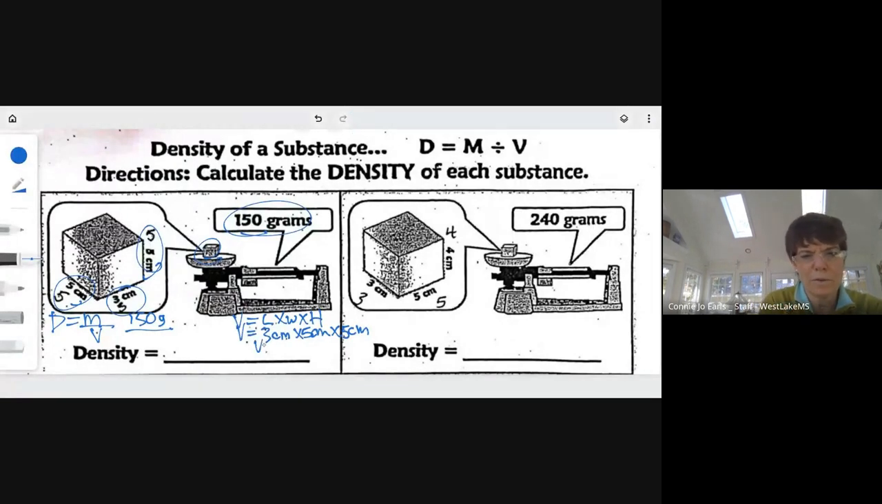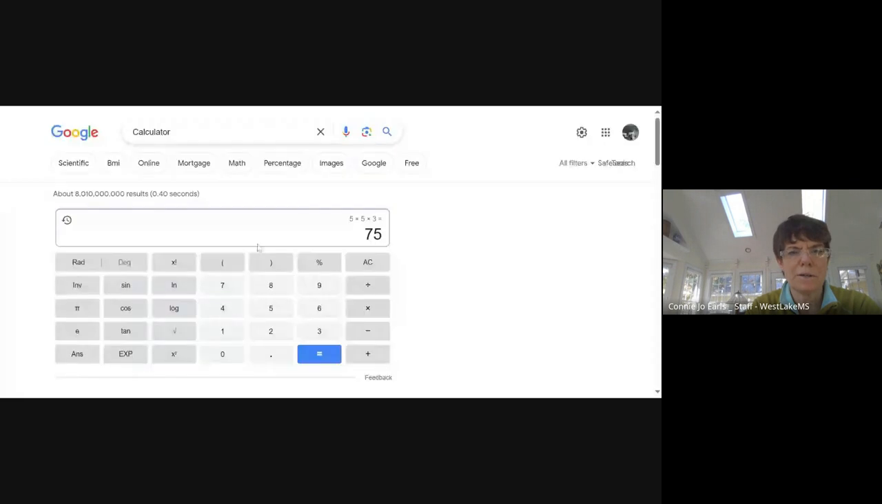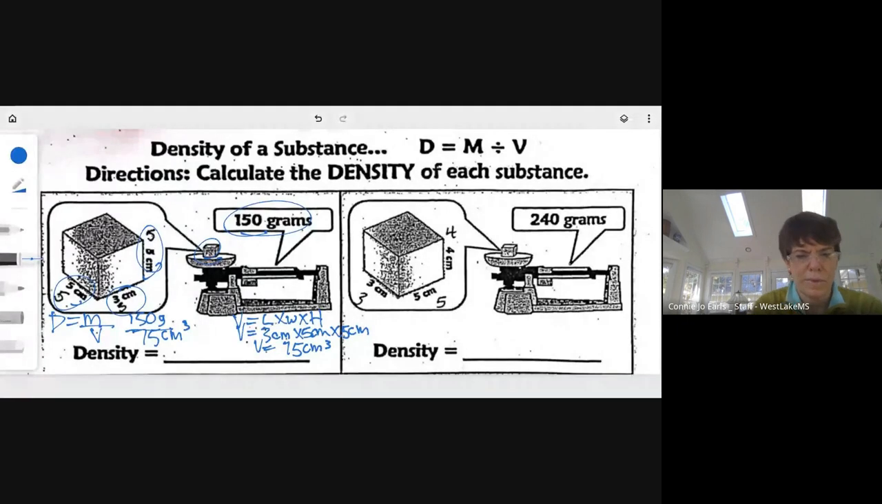Okay, so our volume is 75 cubic centimeters. We're going to plug that volume into this equation over here. So we have mass, 150 grams, divided by 75 cubic centimeters. Again, you should be able to do this in your head. 150 divided by 75 is 2. But if you want to see me do it on a calculator, we have 150 divided by 75, and that's 2. So we know that our density is 2.0 grams per cubic centimeter.